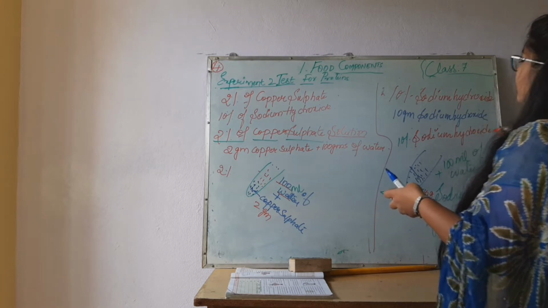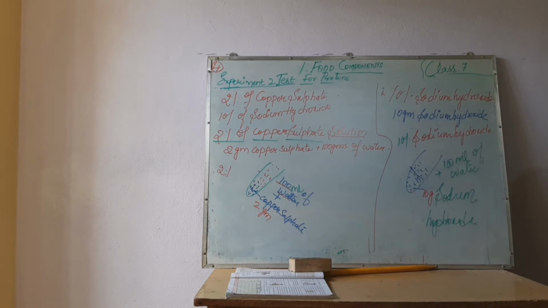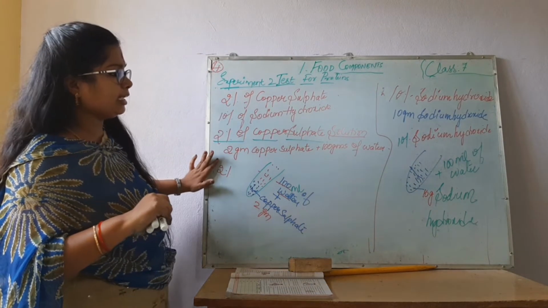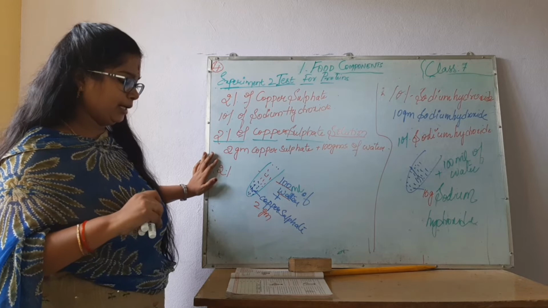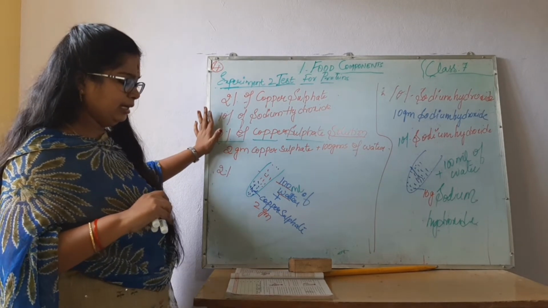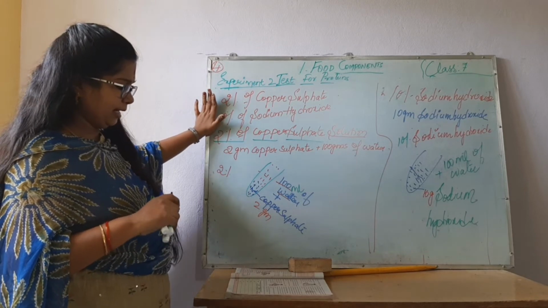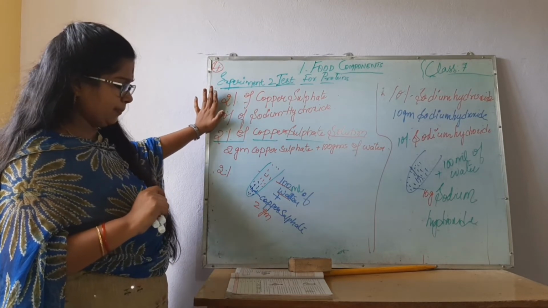To get 10% sodium hydroxide, you need to add 10 grams of sodium hydroxide plus 100 ml of water. There also, 100 ml of water plus 2 grams of copper sulfate will give you 2% copper sulfate. Here, 10% sodium hydroxide. So these are the two solutions you need to prepare very well to test proteins. Done. This is prepared, isn't it?